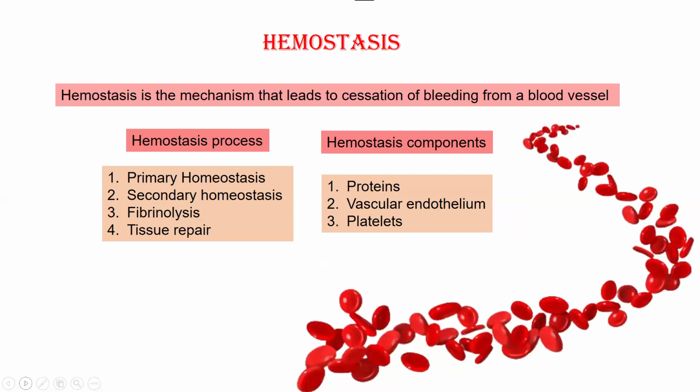And in order to fully function, hemostasis has three steps: primary hemostasis, secondary hemostasis, fibrinolysis, and then tissue repair will start to happen. And these processes basically have the components as proteins, vascular endothelium, and mainly platelets. So let's see each step.